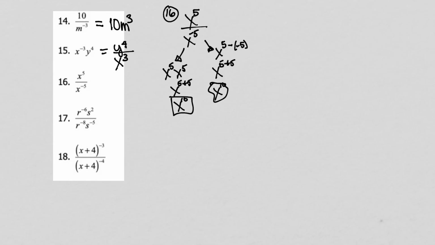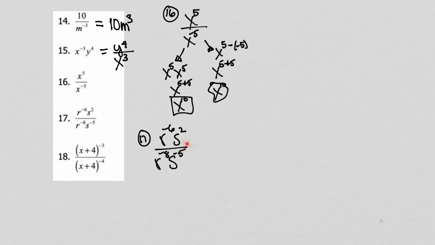Now number 17. Let's write it. It's r to the negative 6 s squared over r to the negative 8 s to the negative 5. Now again, we have a couple ways to do this. We could, if we wanted to, bring this r down and that r up and that s up, right? Get rid of all the negative exponents. Change these bases, their positions. That r comes down, this r goes up, and then this s goes up.